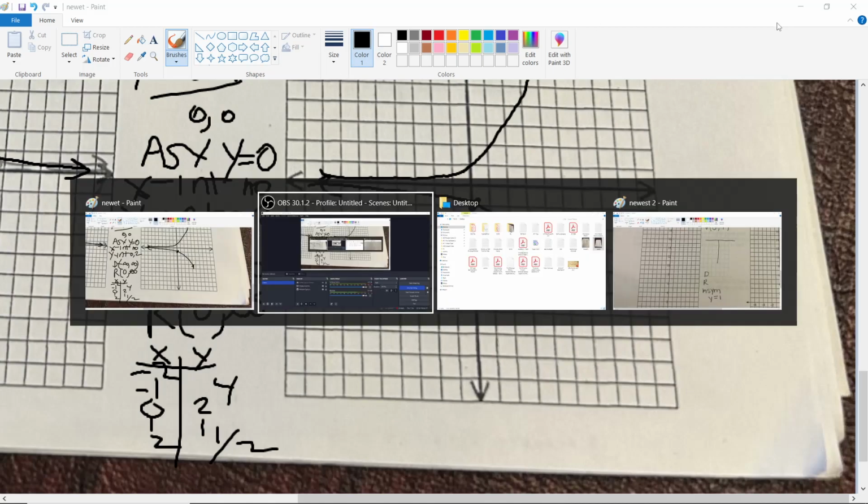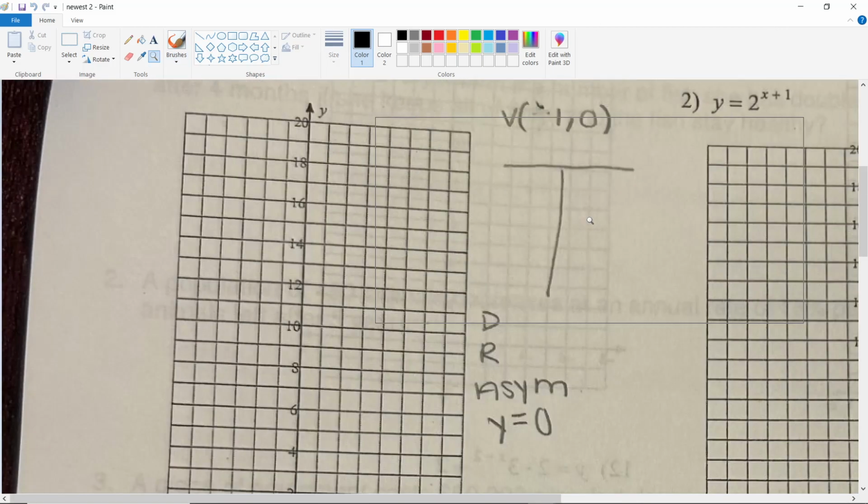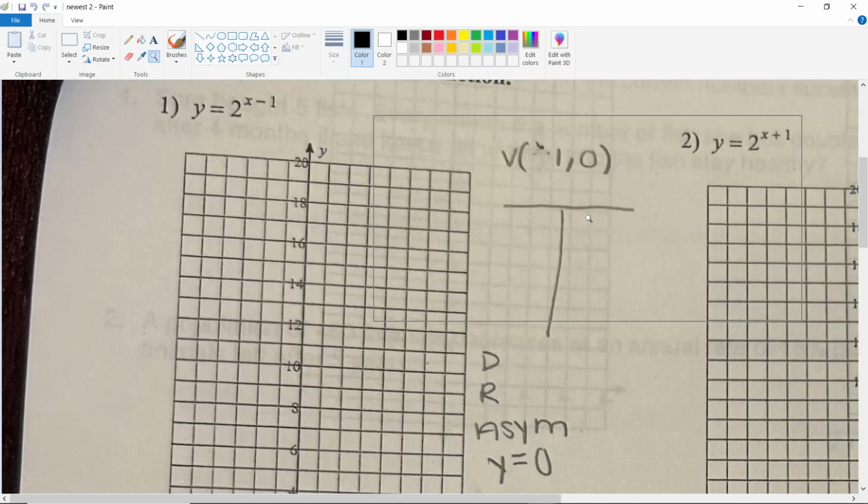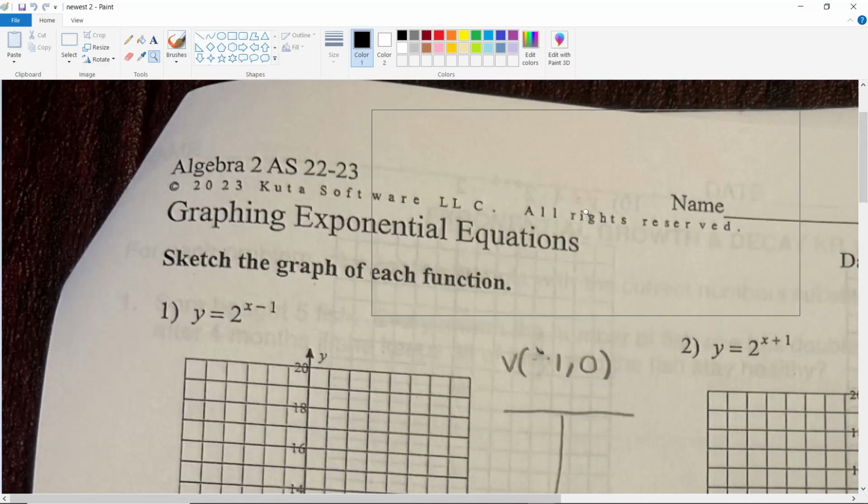So okay, that stuff is out of the way. Now I can go to the actual questions, and let's see what I have here. Hold on one second. I've got to check something.